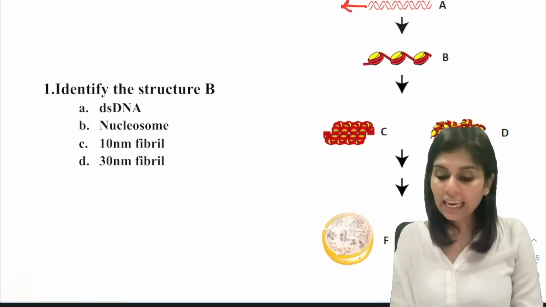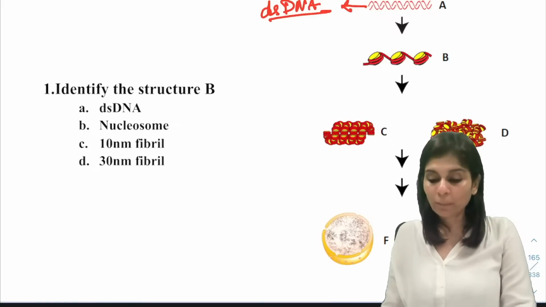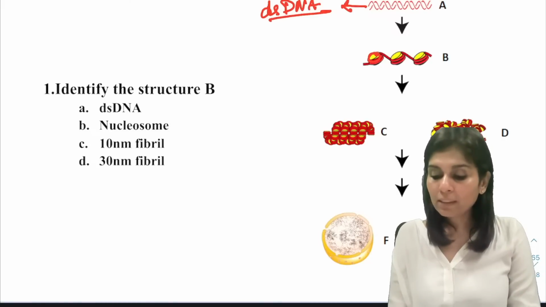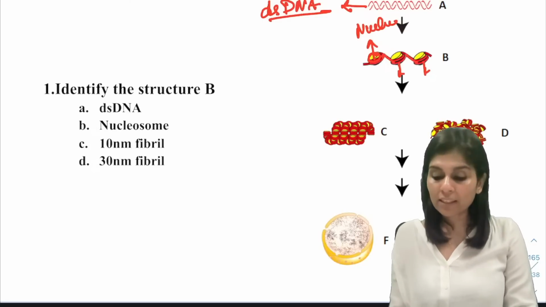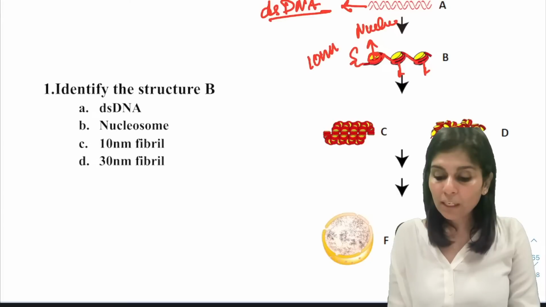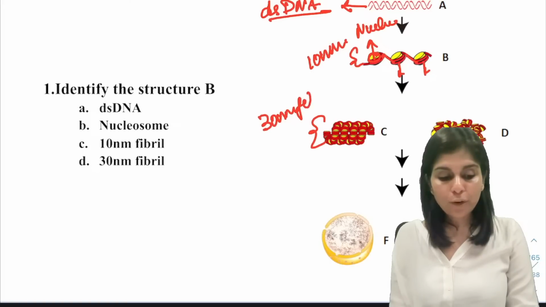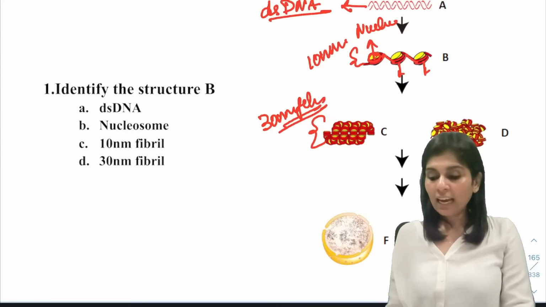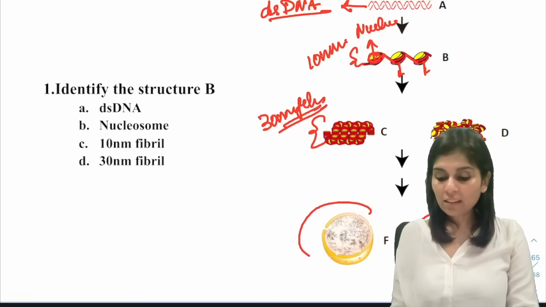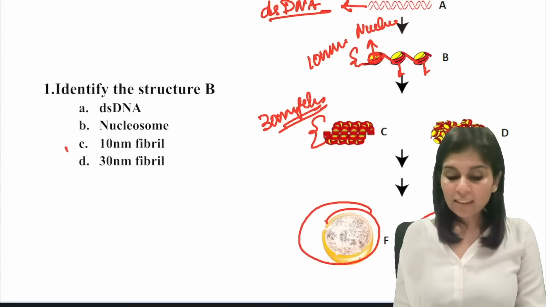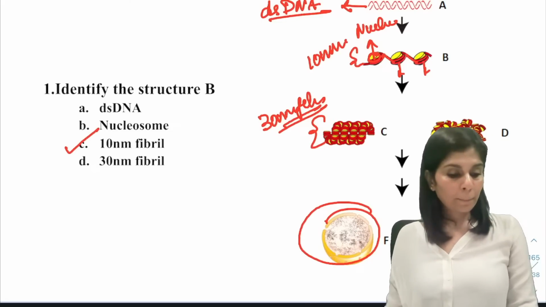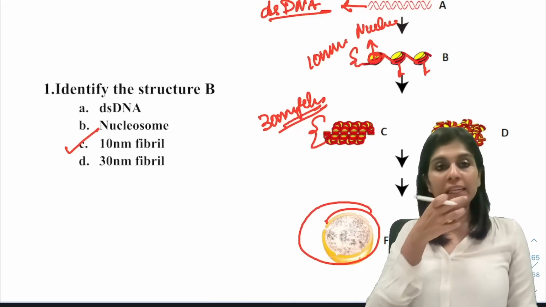What is A? A is a naked double-stranded DNA which does not have any histones. And here you have placed histone octamers. This structure is called a nucleosome. But several such nucleosomes are connected by a linker fragment. This is called a 10 nanometer fibril. And this 10 nanometer fibril has now formed a 30 nanometer fibril. Okay, and that has formed a chromosome, and this is the nucleus. So the right answer here is 10 nanometer fibril. Okay, the structure B is 10 nanometer fibril.